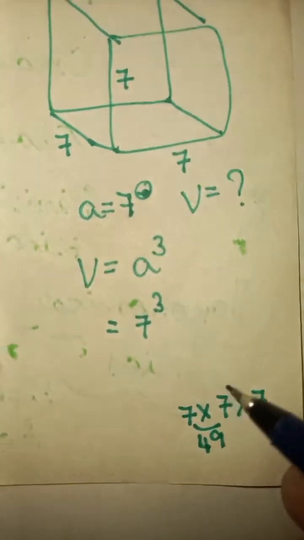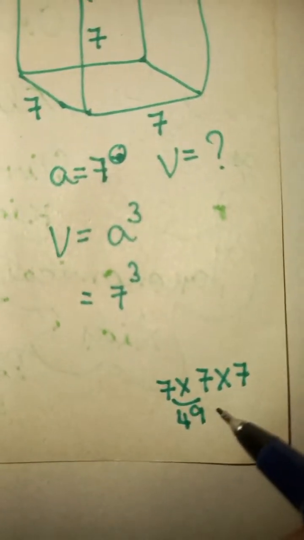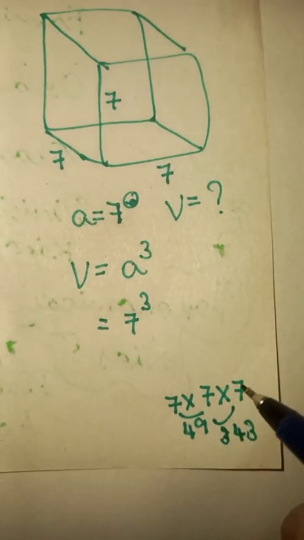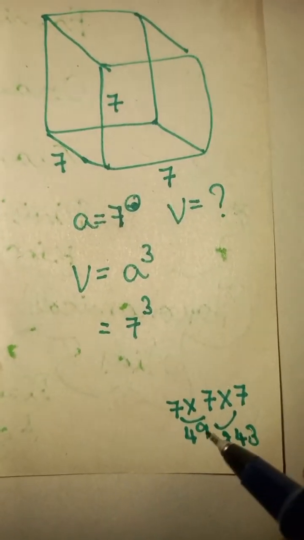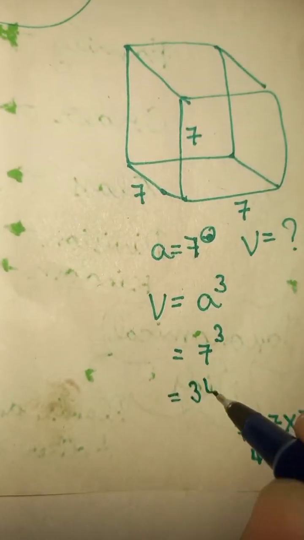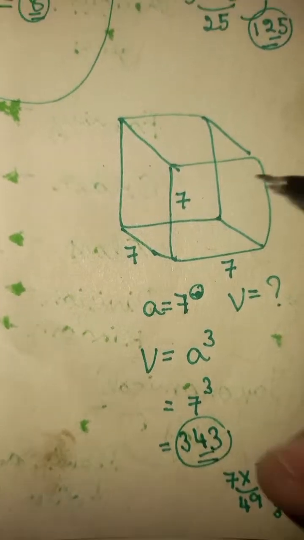Here 7 times 7 is 49. 49 times 7 becomes 343. 50 times 7 is 350, minus 1 times 7 gives 343. 343 is 7 cubed. So 343 cubic units is the volume of this cube.